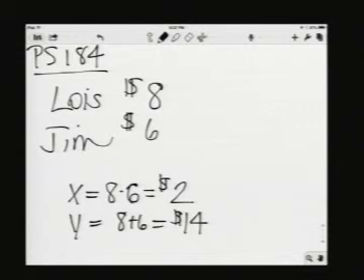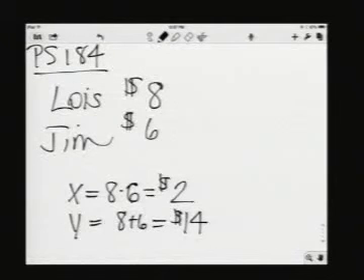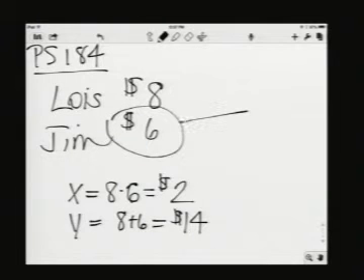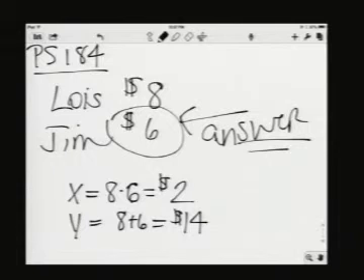The key there was we chose 2 numbers for Lois and Jim. We made sure we met the constraint of the question that said Lois has to have more than Jim, and then we simply subtracted to get the difference, which represented X, and we added to get the sum that represents Y. And we're trying to answer the question, which of the following represents the number of dollars that Jim has? Jim has $6, so this is our answer based on the numbers that we chose. Our answer is 6. So now what we need to do is plug our values into the answer choices and see which one gives us an answer of 6.